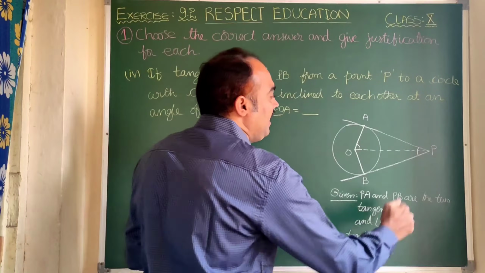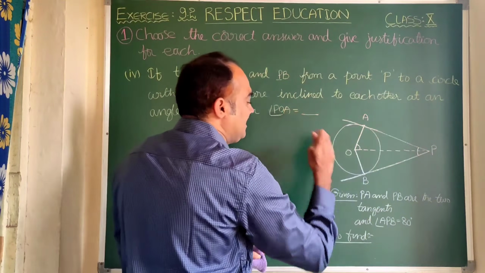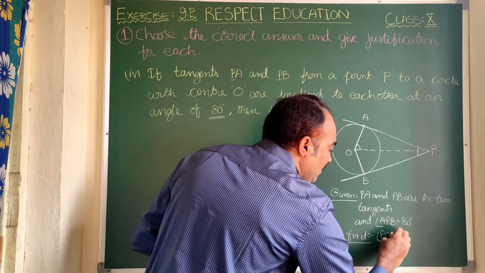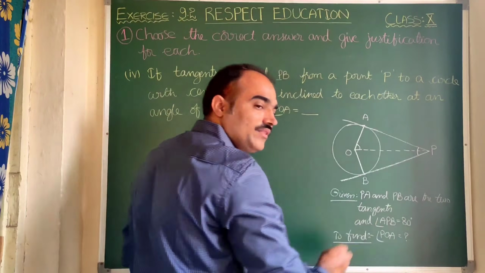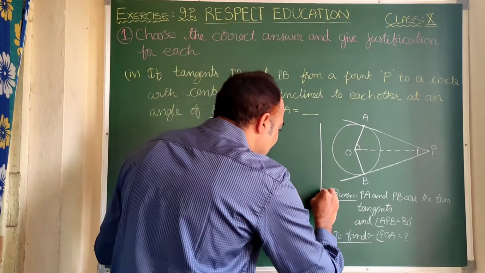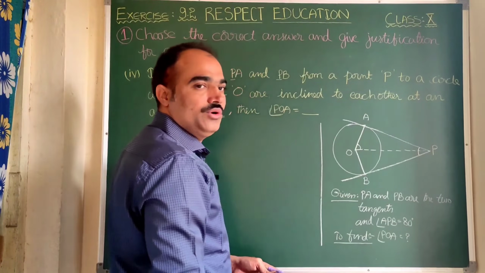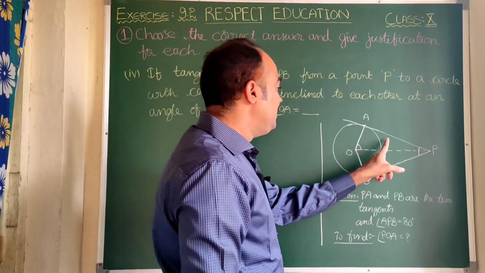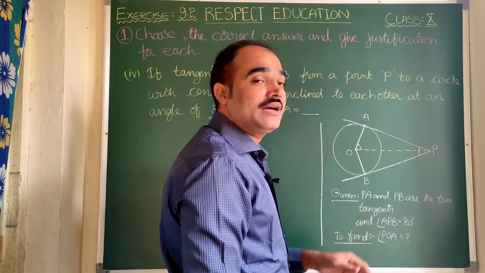Here we need to find angle POA, that is required. Angle POA is question mark. For this, what we are going to do here now? First we are going to prove these two triangles are congruent.